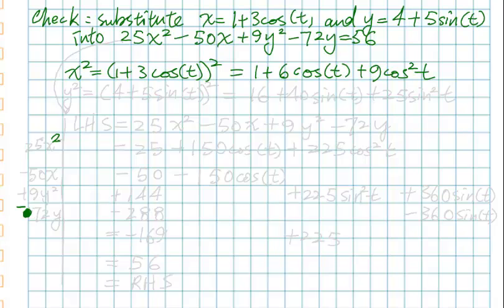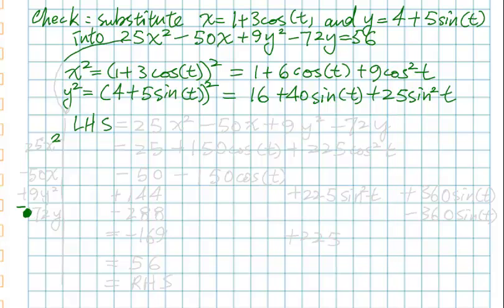We will also take a look at y squared. It equals 4 plus 5 sine of t squared. Square the first term, we get 16, plus 2 times the first term times the second term. That gives us 40 sine of t, plus the square of the second term. That gives us 25 sine squared of t.